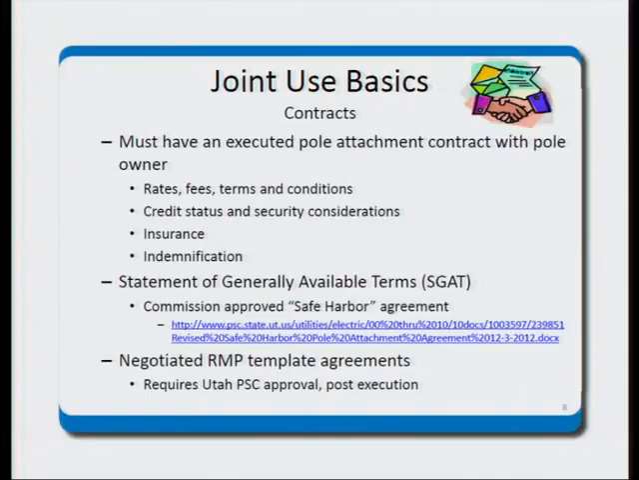A negotiated agreement allows for some greater flexibility in terms, but it may take a while to negotiate, and it requires commission approval after the fact. And I mentioned that I haven't seen one not approved. But again, that usually takes from the time you file to the time you get it approved about 45 days. So if you're in a hurry, you need to consider that.